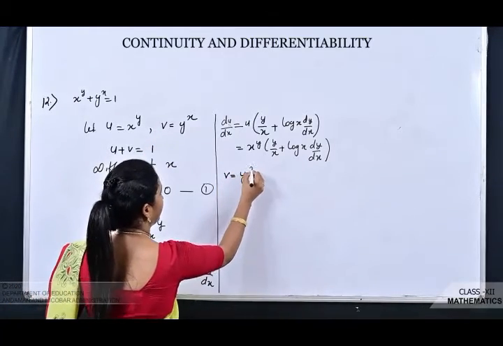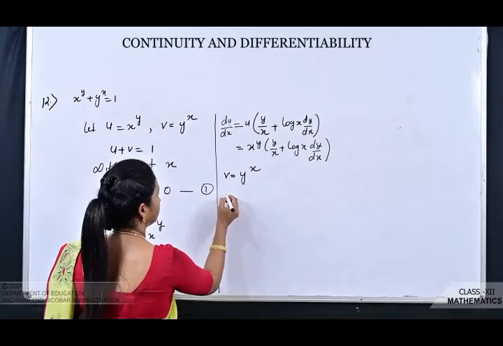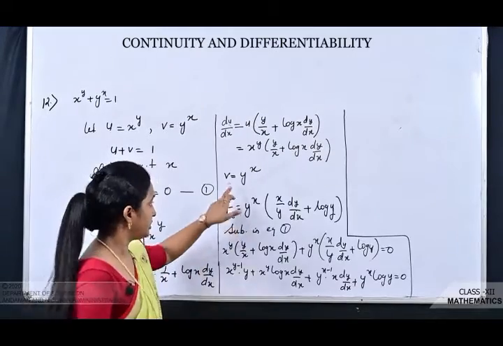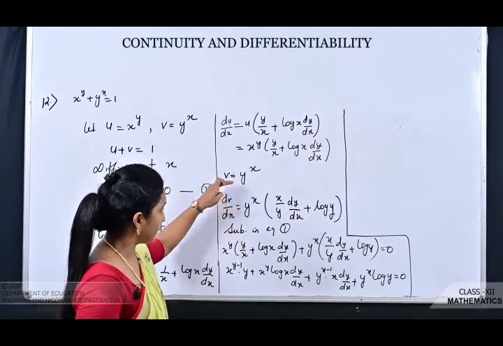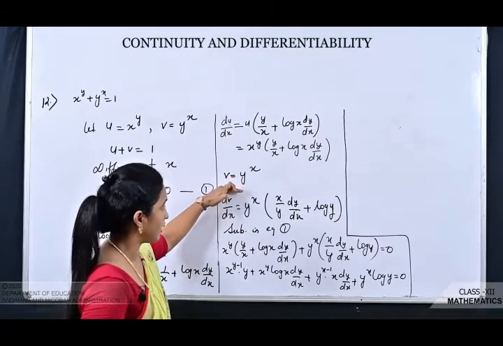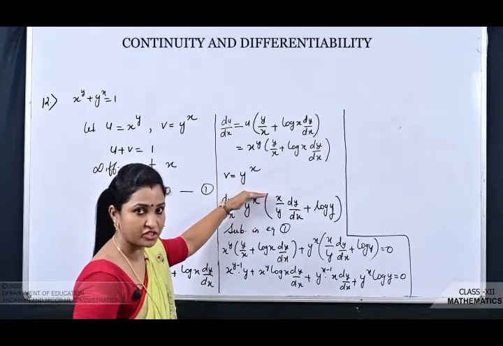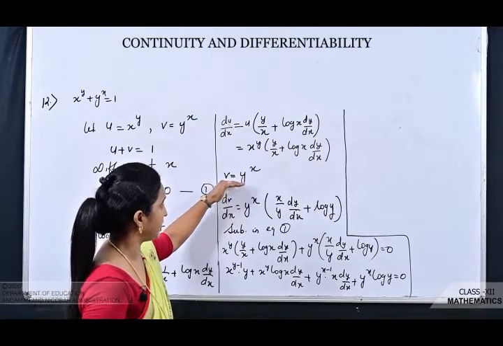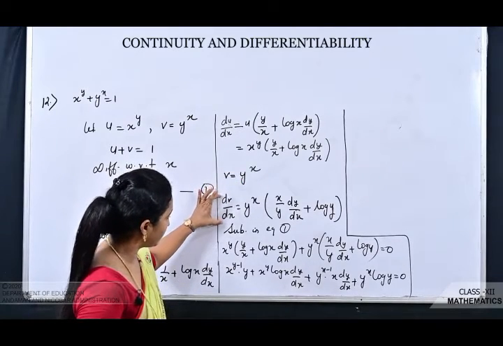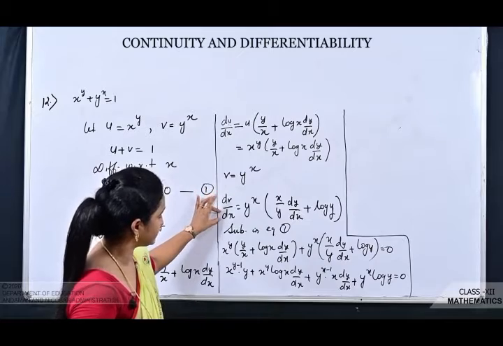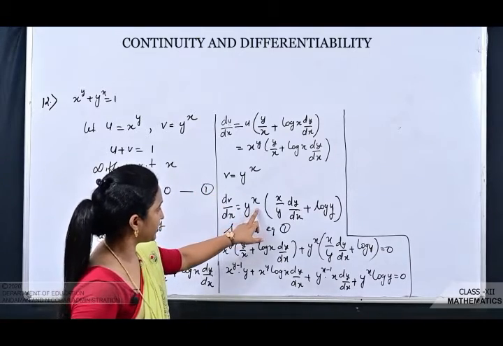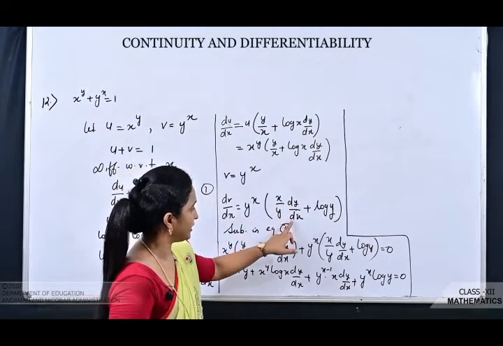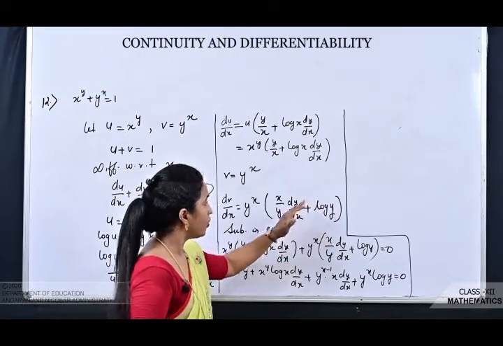Same way you will find dv by dx also. V is equal to y to the power x, and I am directly writing here. In this part also you have to take logarithm, so I am directly writing. I have not done here how to take log and how you will differentiate this. You all know it. So take log on both sides, apply property, differentiate, and you are going to get the final answer as dv by dx is equal to y to the power x, x by y, dy by dx plus log y.